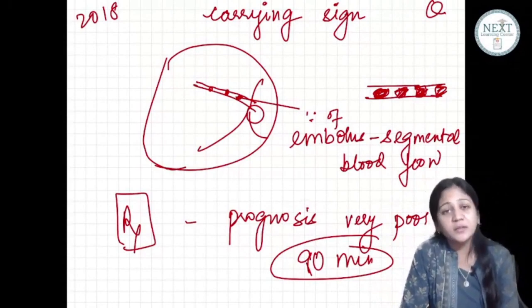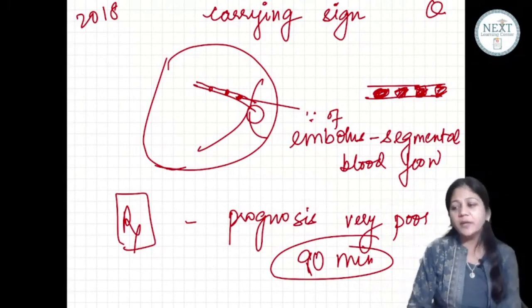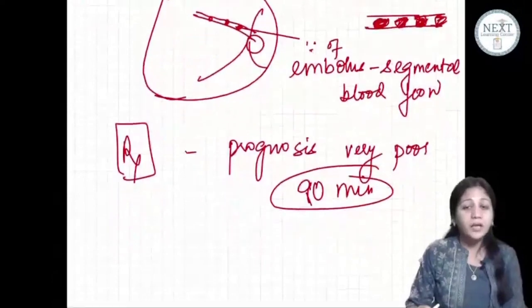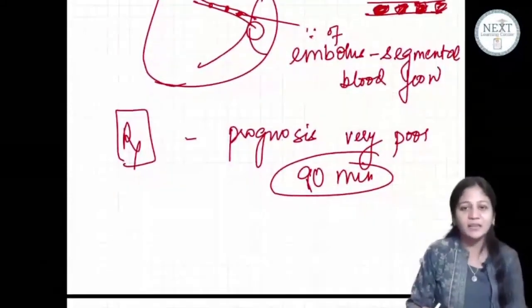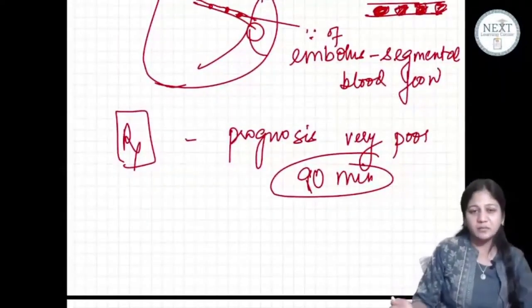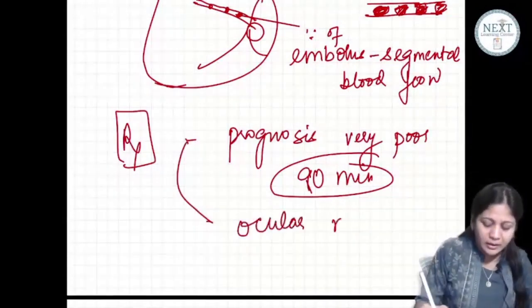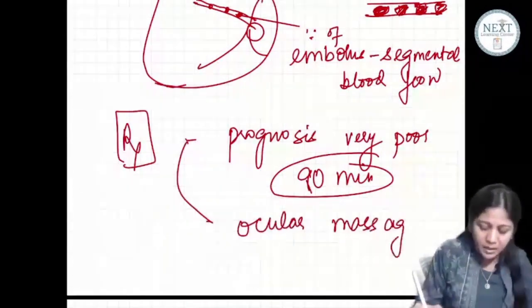That is why the prognosis is very poor. The salvageable window is only 90 minutes and it is a painless thing. If it were painful, the patient would be seen early. It is missed, bust. What should you do? You should give a vigorous ocular massage.